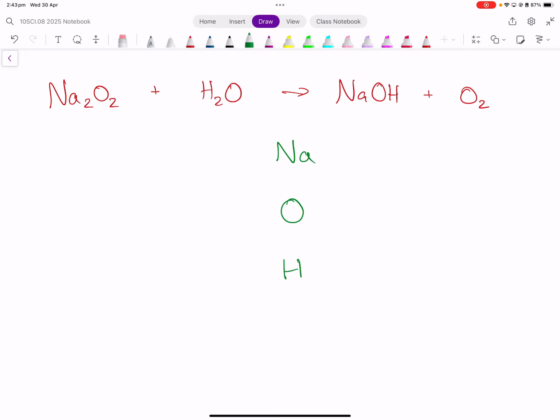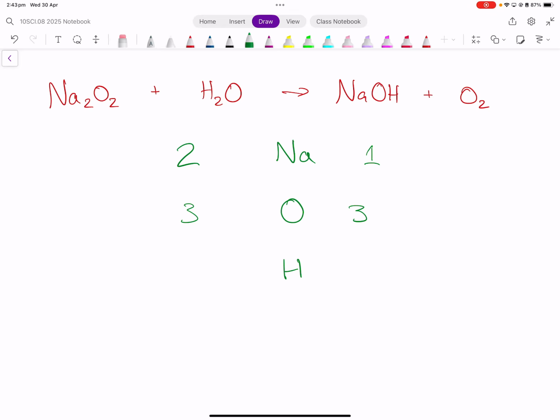So, question. When we talk sodium at the very start, how many sodiums do I have on the left-hand side? 2. So I'm going to write a 2 over on the left. How many sodiums do I have on the right-hand side? 1. I only have 1 sodium here. Secondly, oxygen. How many oxygens do I have on the left-hand side altogether? I have 3. So I have 2 in sodium oxide and I have 1 in water. So I have 3 oxygens. When I get to the right-hand side, how many oxygens do I have? 3.